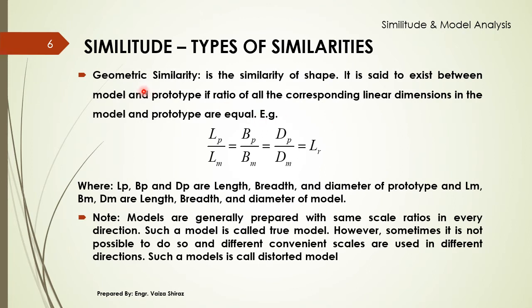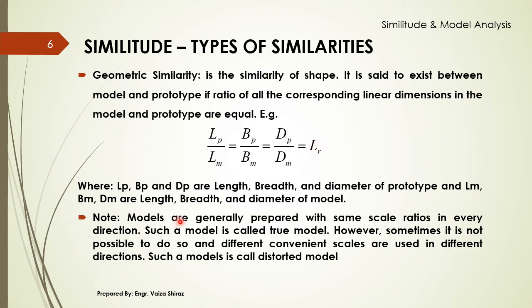Starting with the geometric similarity, it is the similarity of the shape. It is said to exist between the model and prototype if the ratio of all the corresponding linear dimensions in the model and prototype are equal or the same. So it means that the ratio of the length of prototype and model is equal to the ratio of its width, and that ratio is equal to the ratio of their depth. So that will give you a constant factor LR.